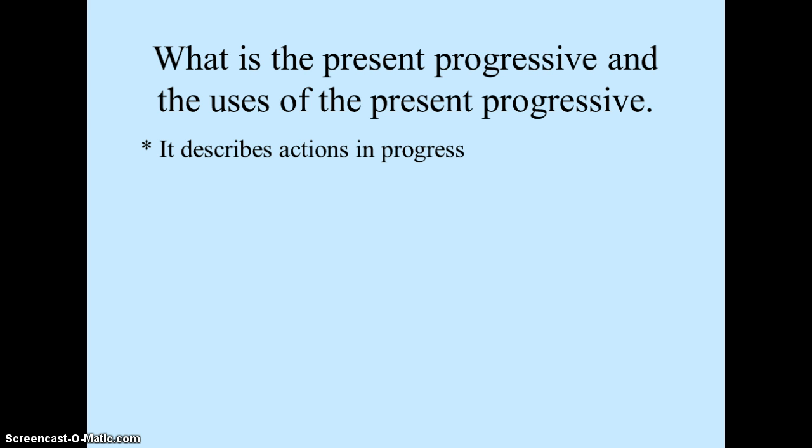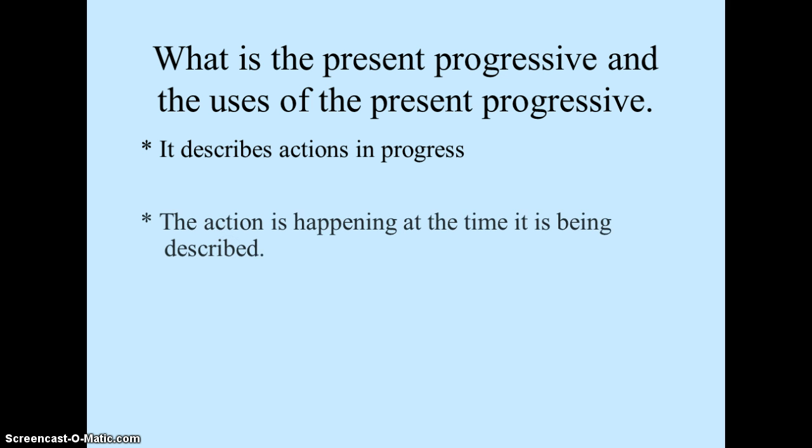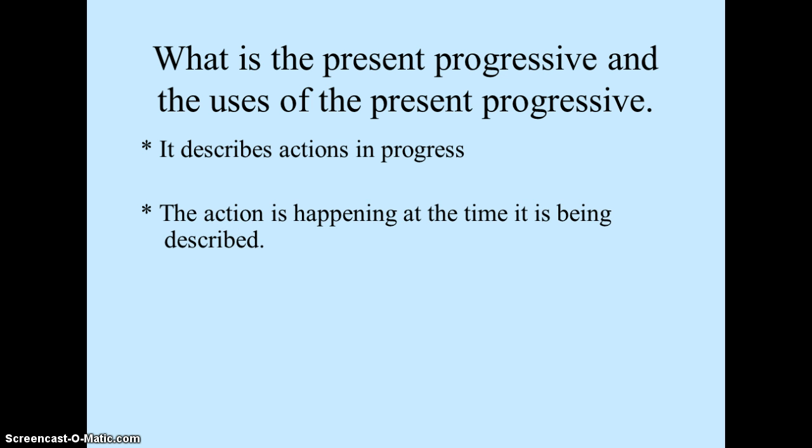That's a hint from progressive. Things that are currently progressing are currently happening. The action is happening at the time it's being described. So it's happening now. In English, we use a verb to be plus the ing. So like I am eating or we are reading, things like that.